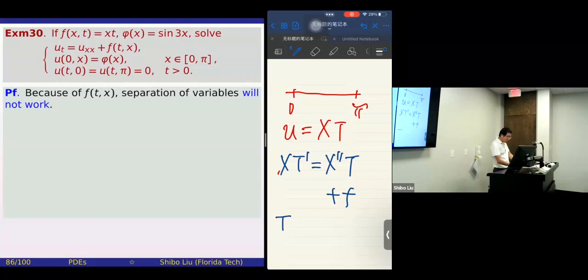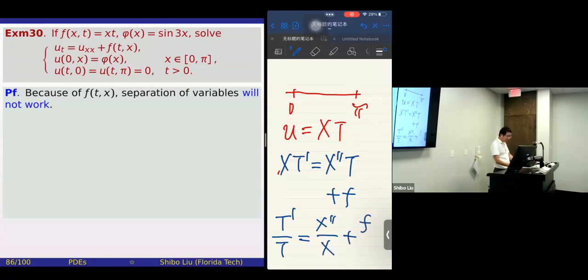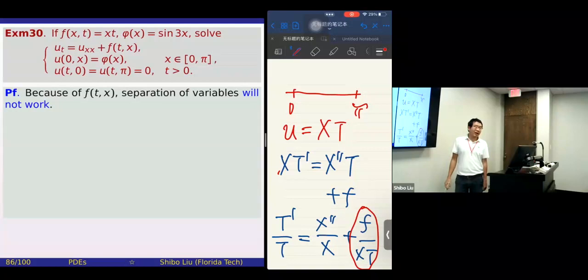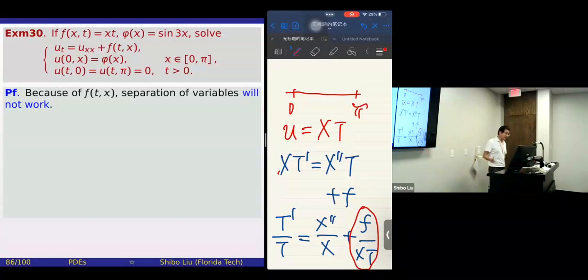For example, you divide both sides by XT. On the left hand side you do have T prime over T. On the right hand side you have X double prime over X. But you still have an additional extra term. This term depends on t, this term depends on x, but this term depends on both x and t. You could not say it has to equal some constant lambda. This is why the separation fails for non-homogeneous problems. So we cannot solve this problem as before.